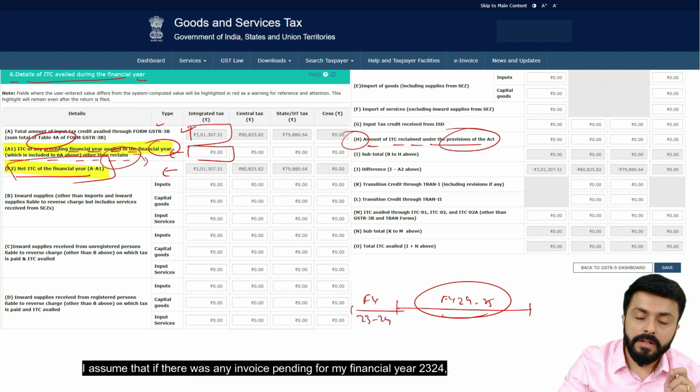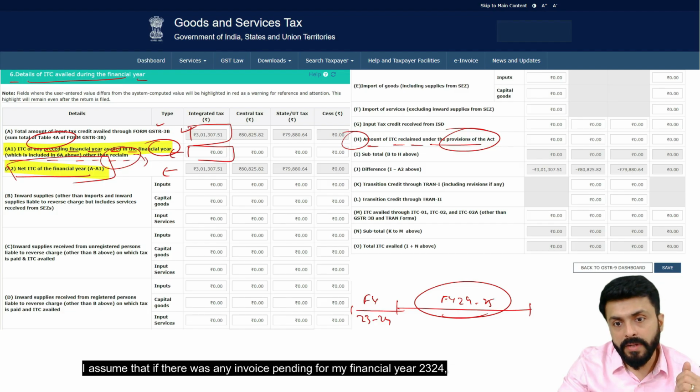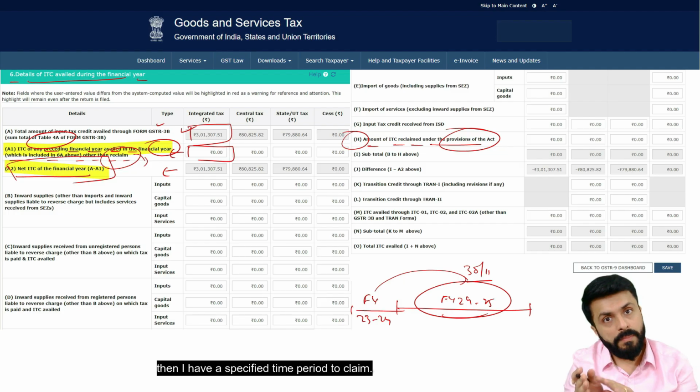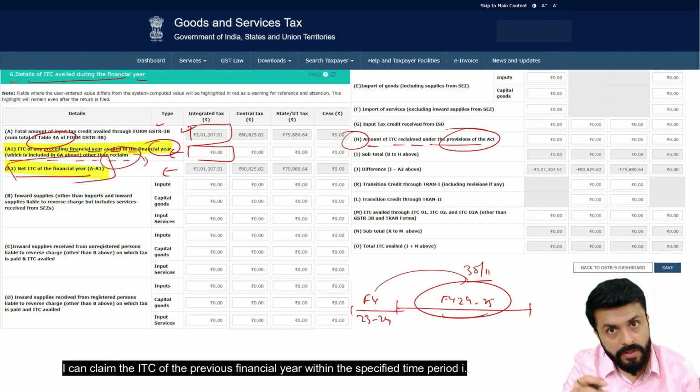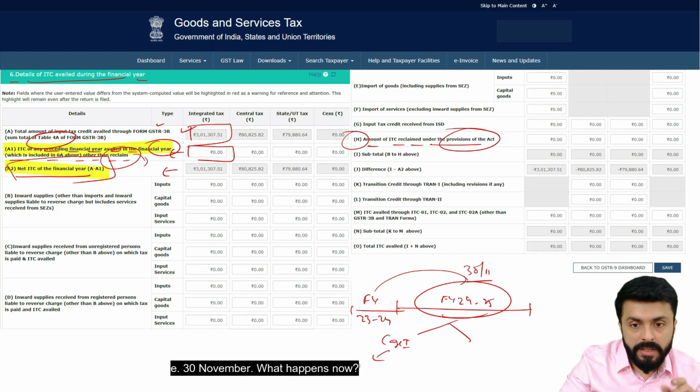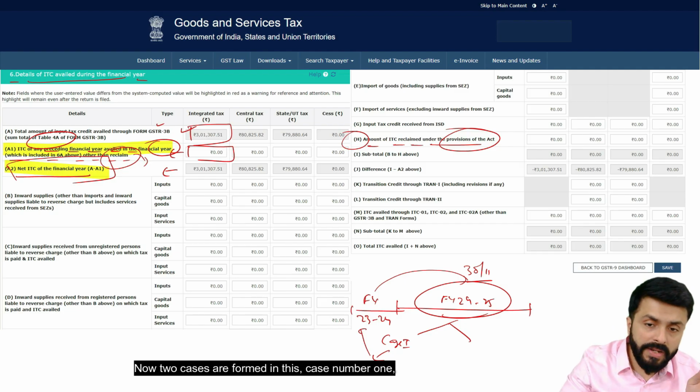I assume that if there was any invoice pending for my financial year 23-24, then I have a specified time period to claim. I can claim the ITC of the previous financial year within the specified time period, i.e. 30 November. What happens now? Now 2 cases are formed in this.